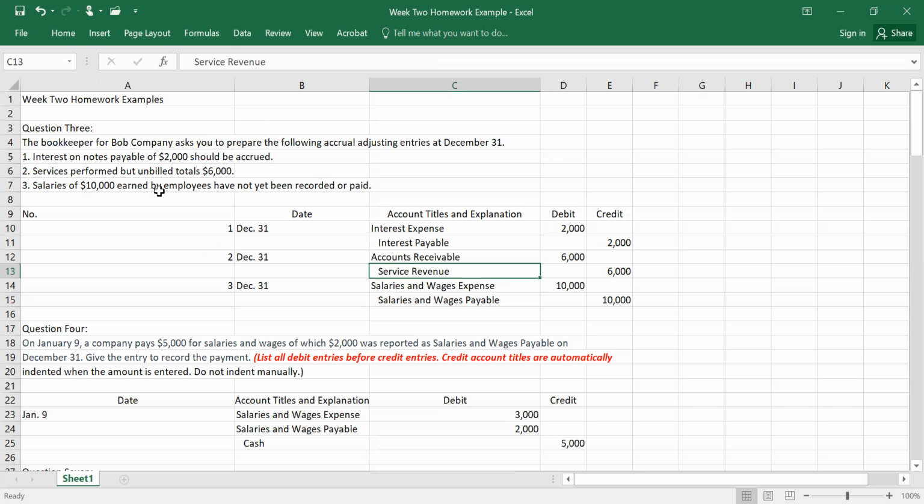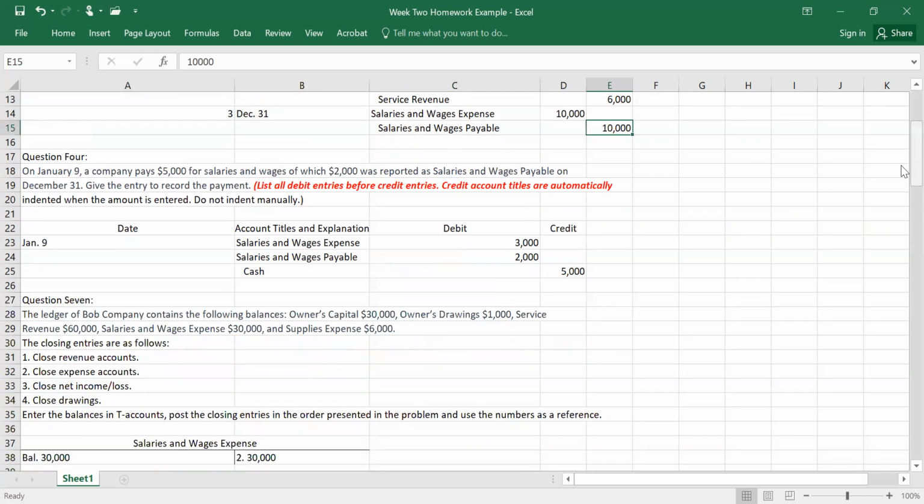Third entry, salaries of $10,000 earned by employees have not been recorded or paid. So that's going to be entry number 3, date is December 31st. That's going to be debiting salary and wage expense, crediting salaries and wages payable for $10,000 because we need to, of course, accrue this. Record this. It has been incurred but not recorded.